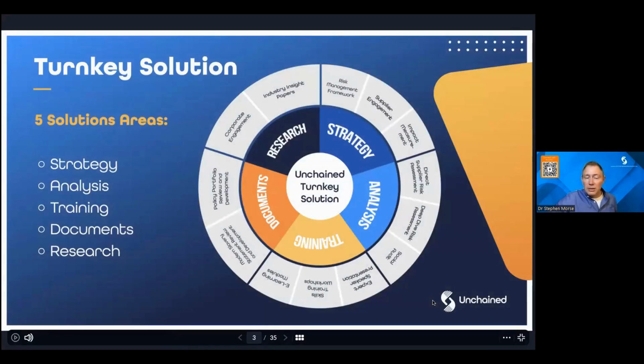We offer a turnkey solution comprising five solution areas: strategy, analysis, training, documents, and research. Under them, we have a number of services which we can offer at a bespoke level to our clients, depending on their level of maturity. And we have certain products that we do recommend for smaller players to start working on, which will help them to be in alignment with the requests of their corporate clients.